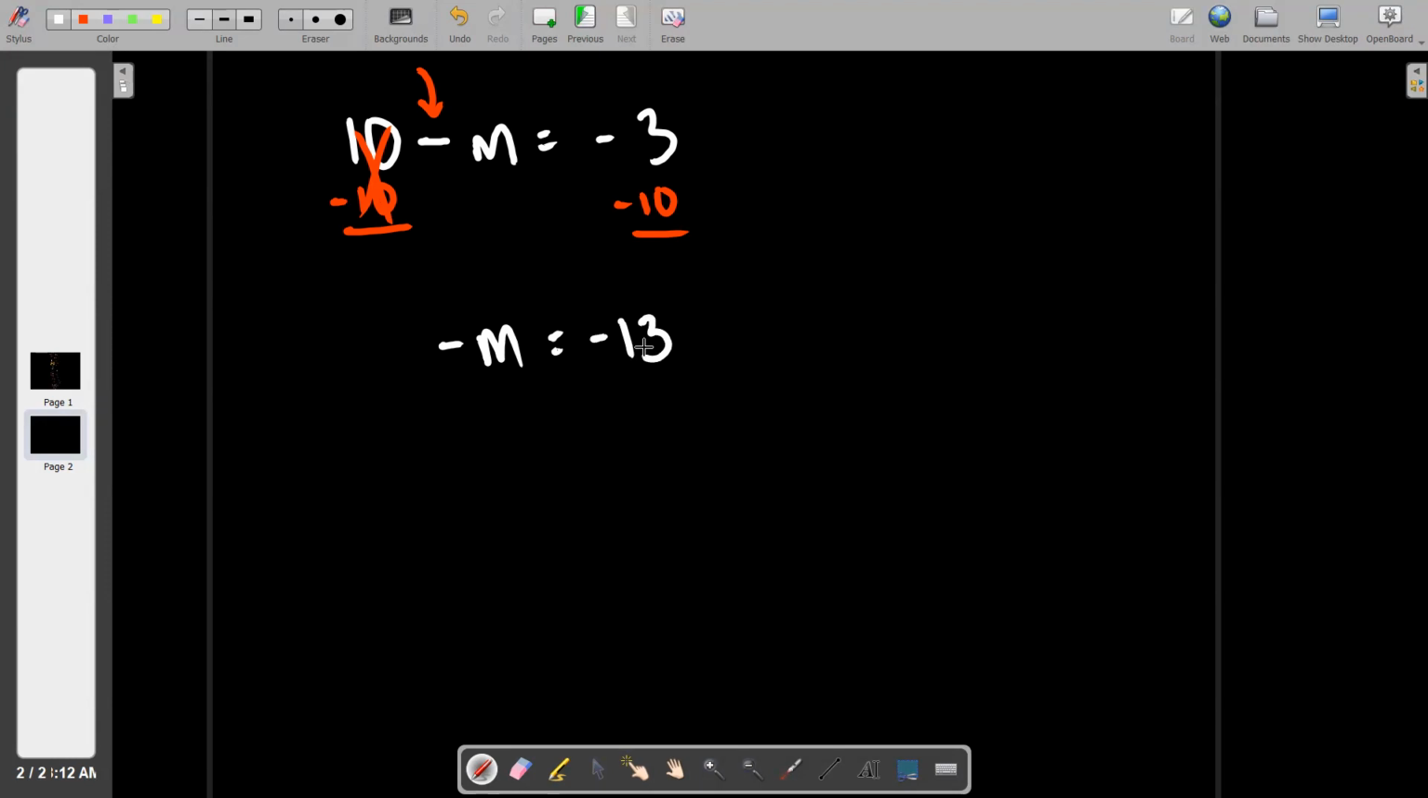-13, and we're not done. What do we do to finish? Divide by a negative, so we wind up with m equals +13. So that's the one for me every year that gets a little bit of extra attention, because that minus on the variable is a trap. So that's it for the whole second page. You guys have any questions on that?